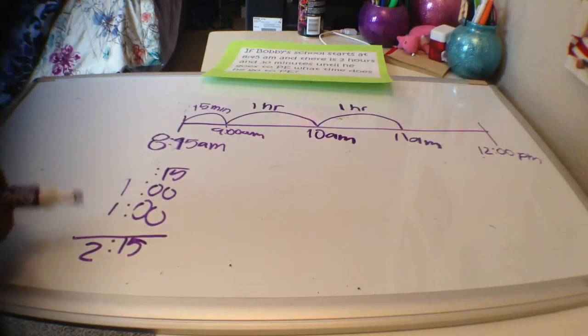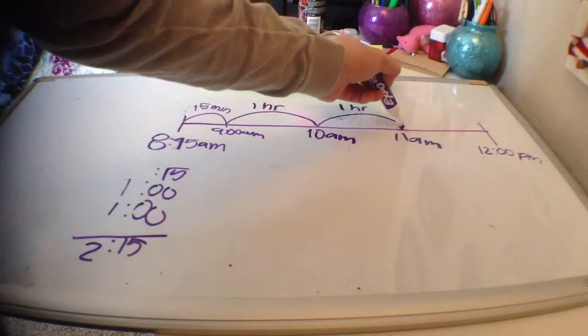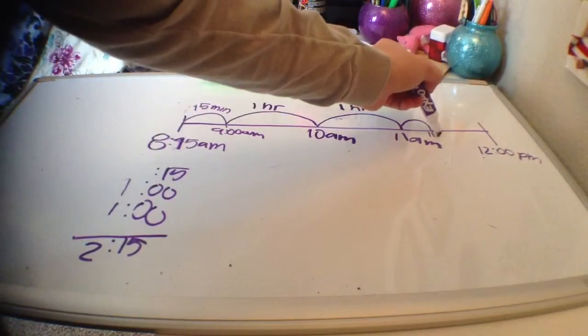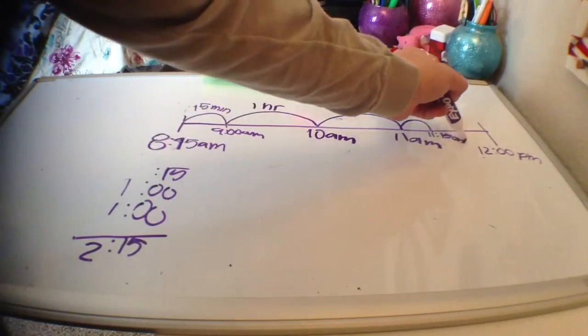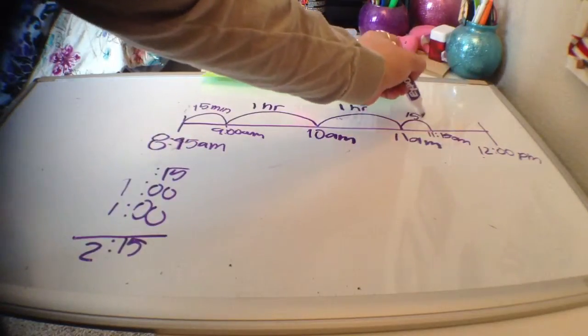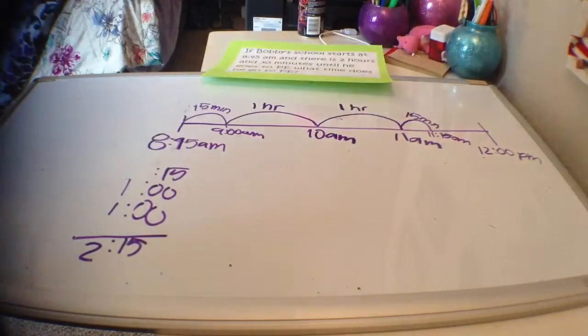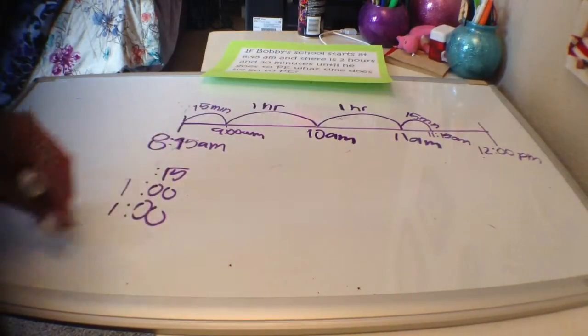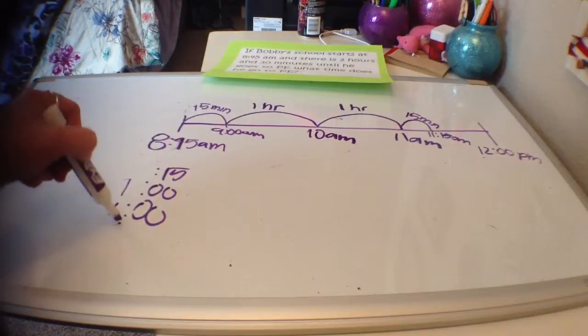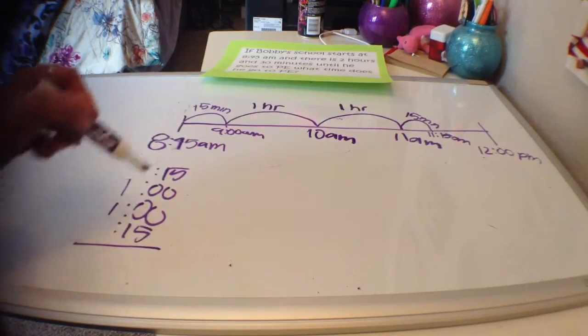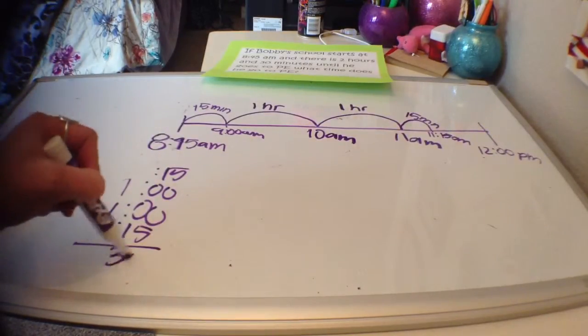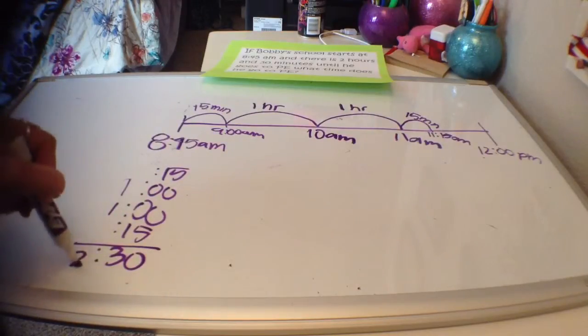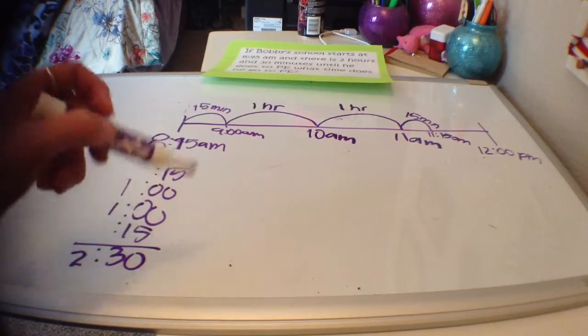So how many minutes do we need to go? We need to go an additional 15 minutes to answer our question. So we will do a 15-minute jump, bringing us to 11:15 a.m. And we can go back and check this to make sure we have gone all of our hours. And we will see that 15 plus 15 is 30, 1 plus 1 is 2. So we've gone 2 hours and 30 minutes.